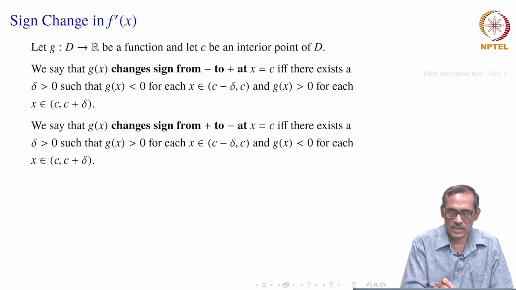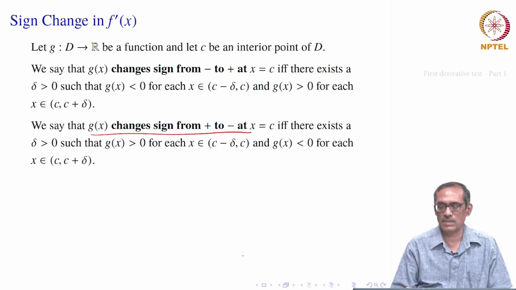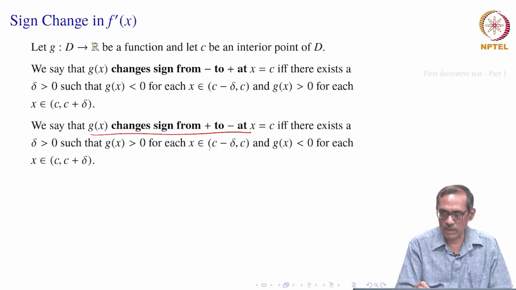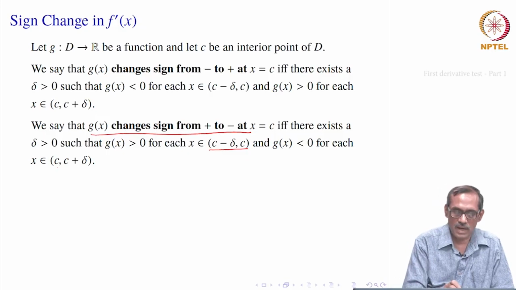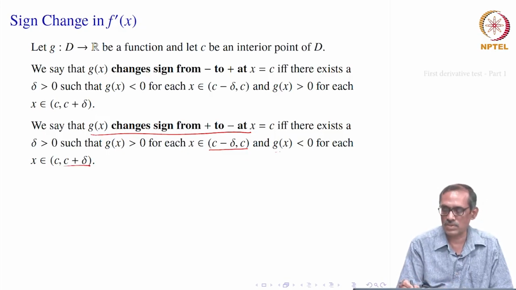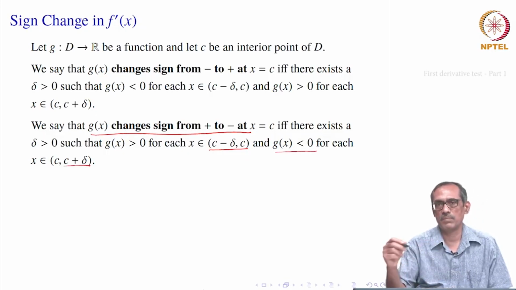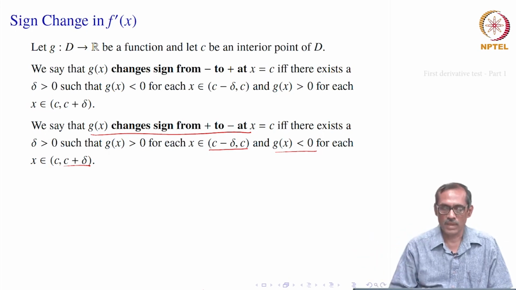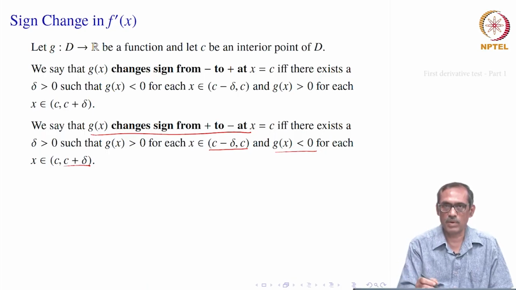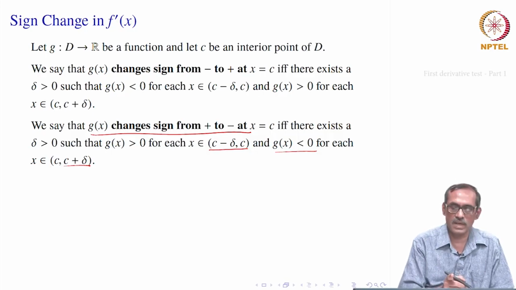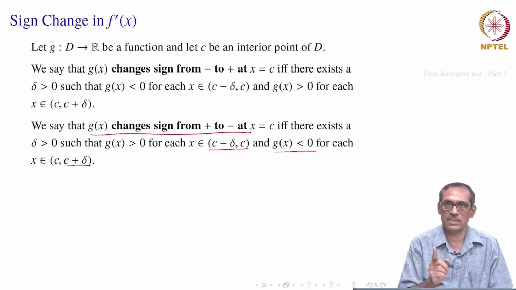Okay. We said that g(x) changes sign from plus to minus at x equal to c if the inequalities are changed. That is, in the left neighborhood (c minus delta, c), we have g(x) greater than 0, and in the right neighborhood (c, c plus delta), we have g(x) less than 0. It changes sign from positive to negative. So, that is what about g. We just defined the meaning of changes sign, which is intuitively obvious. But this delta is not every delta; there exists some delta, a neighborhood in which this happens.